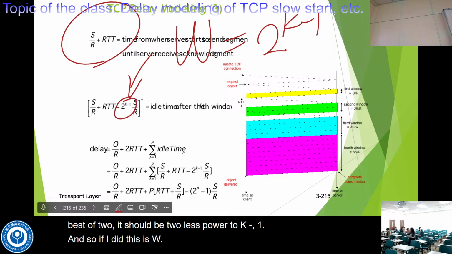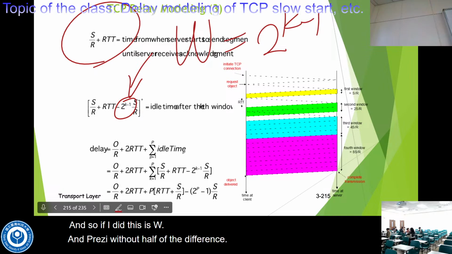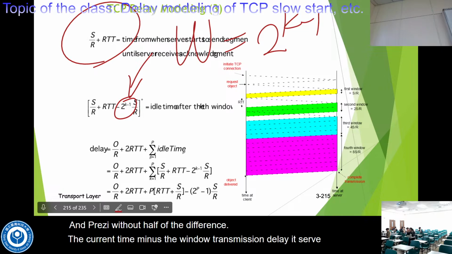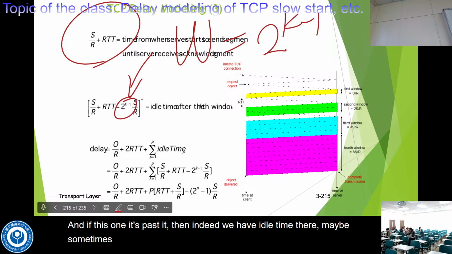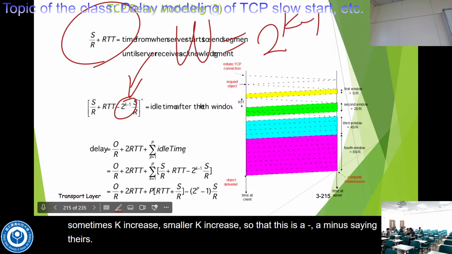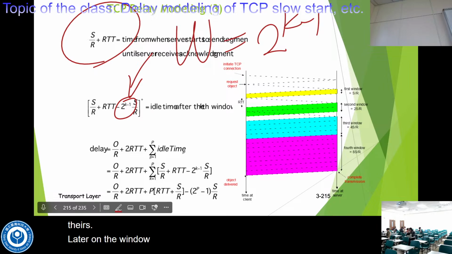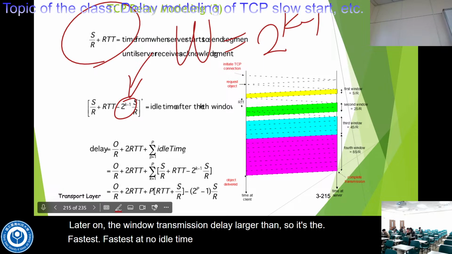And previously, we already have the difference: the current time minus the window transmission delay serves as the idle time. If this is positive, then indeed we have idle time there. Sometimes as small k increases, this becomes negative. A negative saying that later the window transmission delay is larger, so it's the first case. The first case says no idle time.